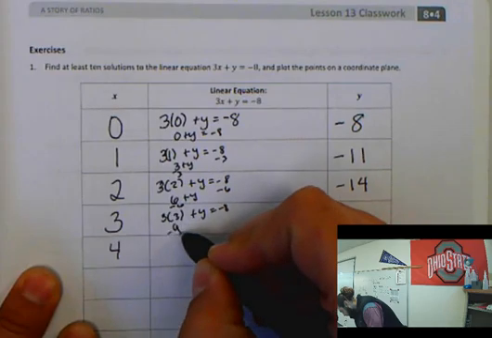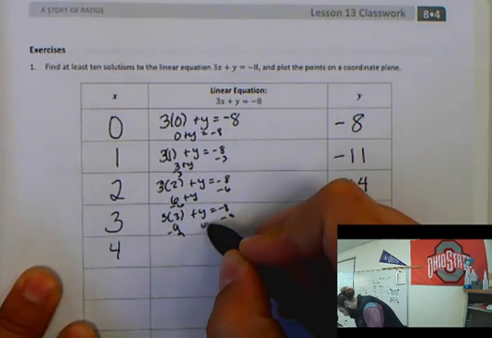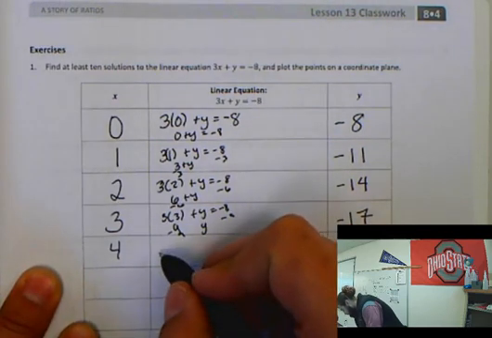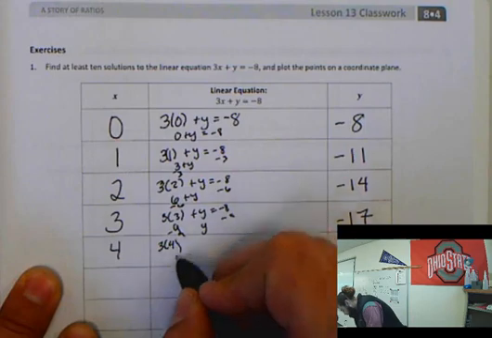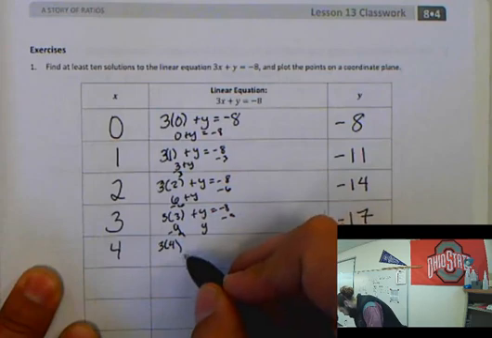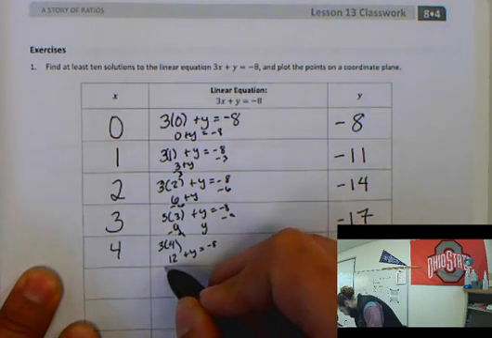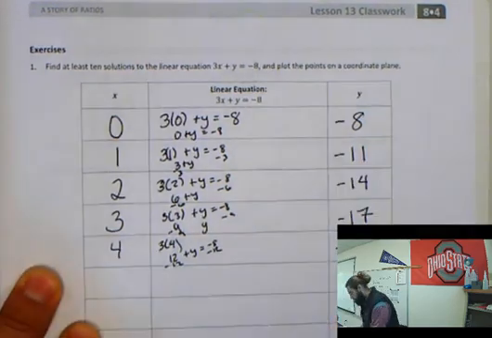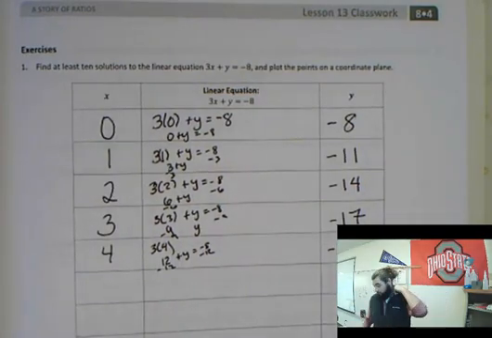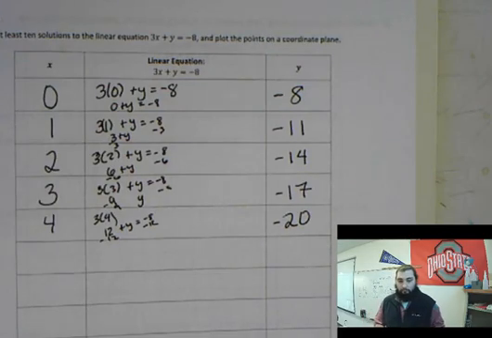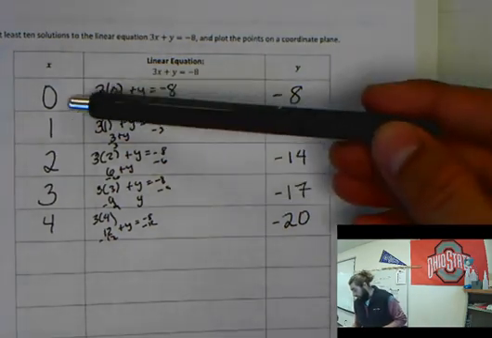So it's going to be 9, subtract 9 from both sides. And so y is equal to negative 17. Then we have 3 times 4. So that would be 12 plus y is equal to negative 8. Subtract 12 from both sides. And so y is equal to negative 20. Fantastic. Let's fix that so we can see it. Great. So when x equals 4, y equals negative 20. So we got 5 of these taken care of.